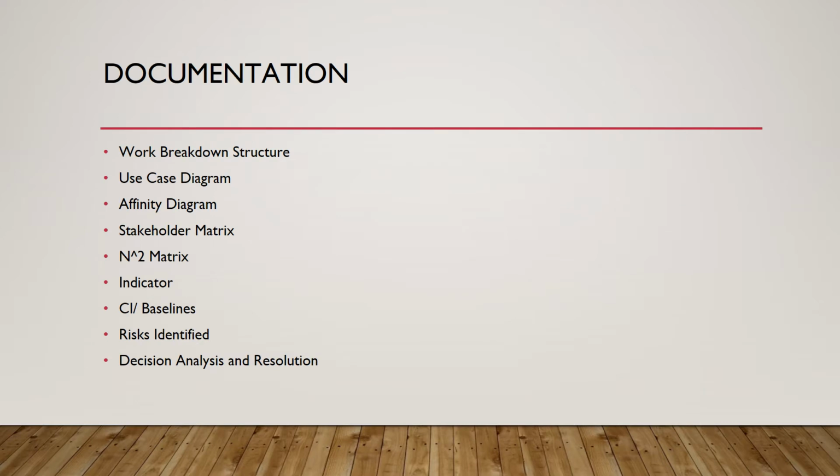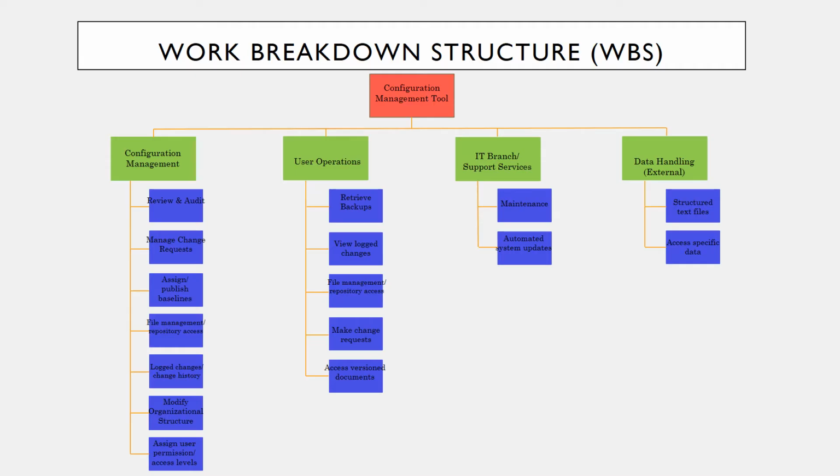Here's a list of some of the documentation that was required in order to form our configuration tool. I'll start off presenting the first two documents, which are the work breakdown structure and the use case diagram. This is a WBS. It's a product-based WBS that includes the products that our tool offers.